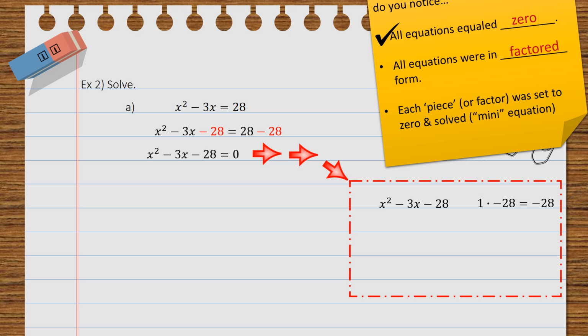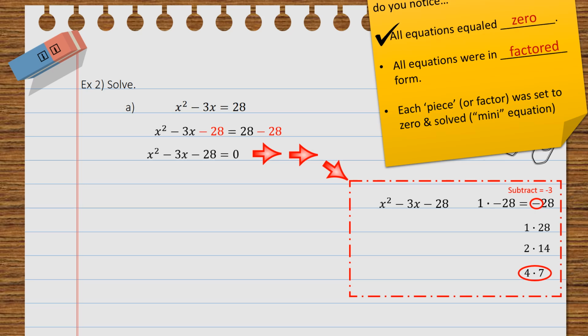Now we come up with our list of multiples. 1 times 28, 2 times 14, 3 doesn't work, and 4 and 7. And now we decide if we need to add or subtract. Well, look at the sign, and that means we will subtract to equal the middle number. And in this case, our middle coefficient is -3. So looking from your list, what two values could possibly subtract to give you -3? And that would be 4 and 7.